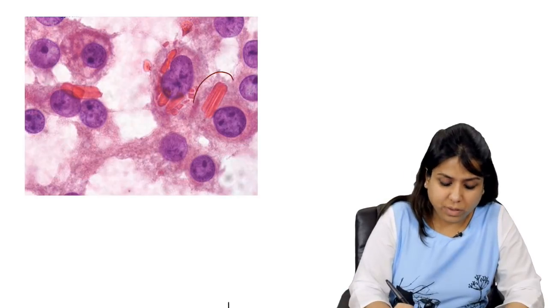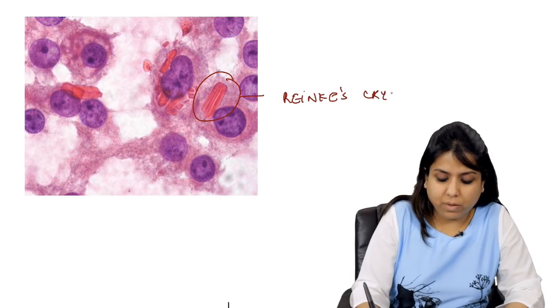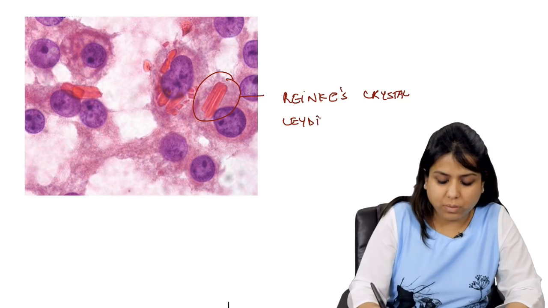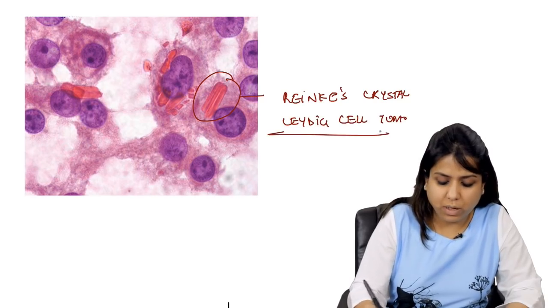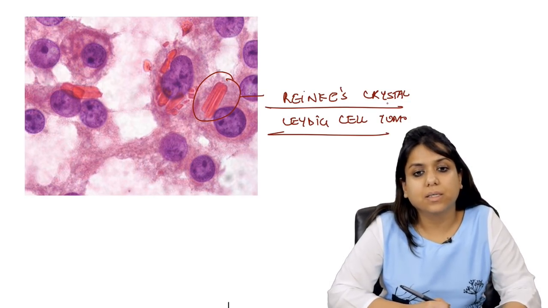Now, here this is a spotter, Reinke's crystals. These crystalline structures are Reinke's crystals, which are a characteristic feature of Leydig cell tumors.